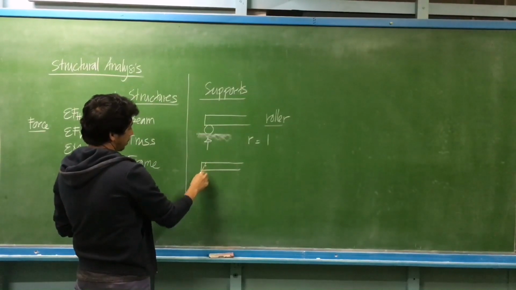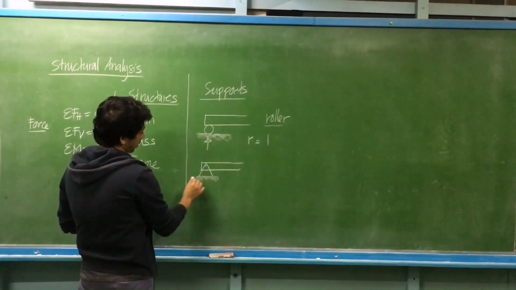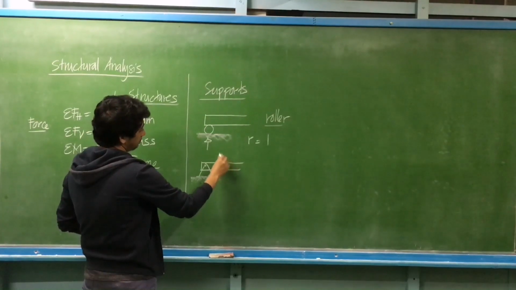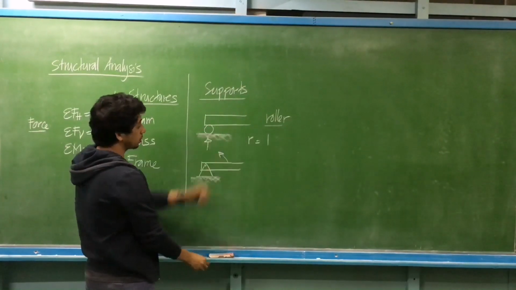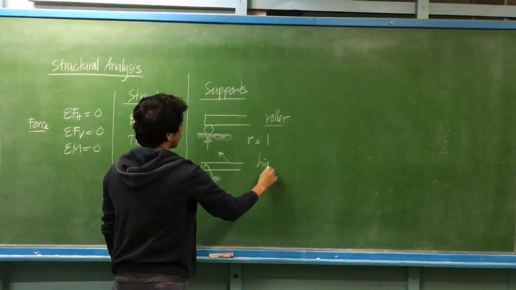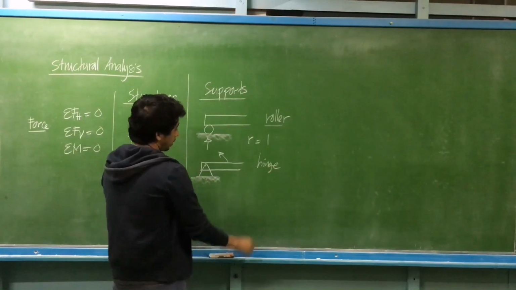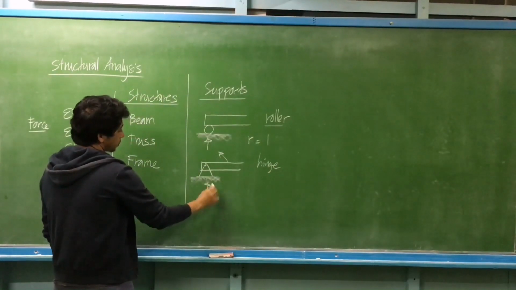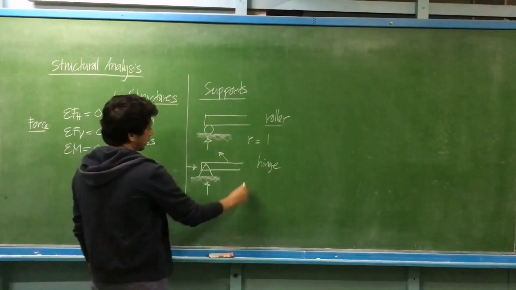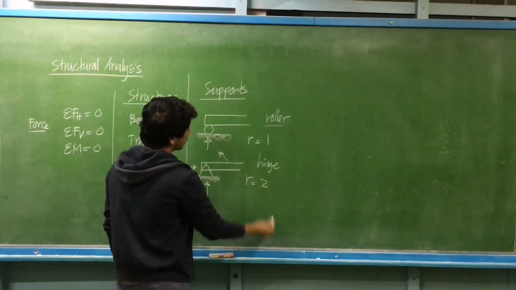Then the next type is, for example, this is your beam, and it is fastened at exactly, let's say, 1 point. We have a fastener, and this beam is free to rotate. This is a hinge. For a hinge, we have two reactions, horizontal and vertical. So the number of reactions will be equal to 2.